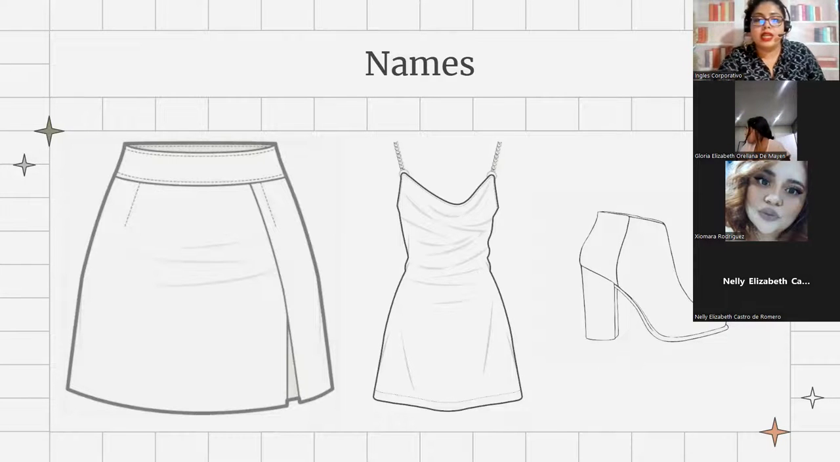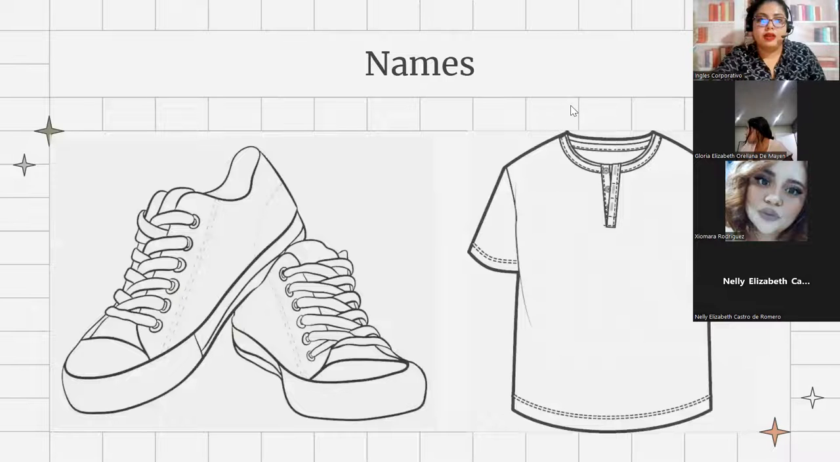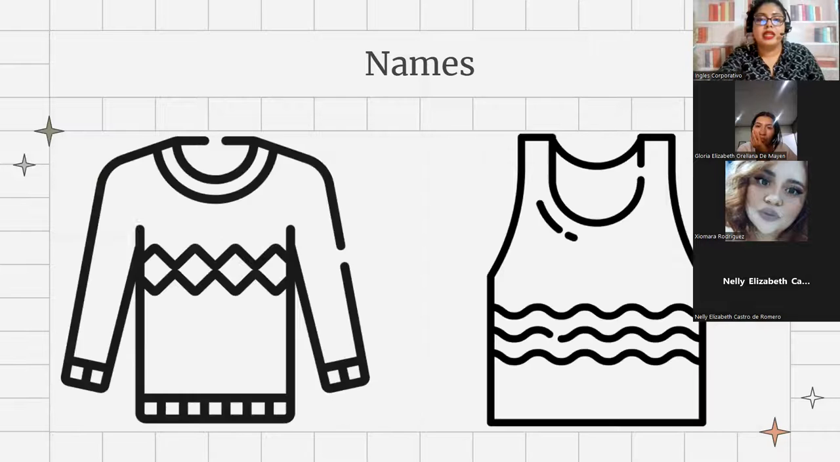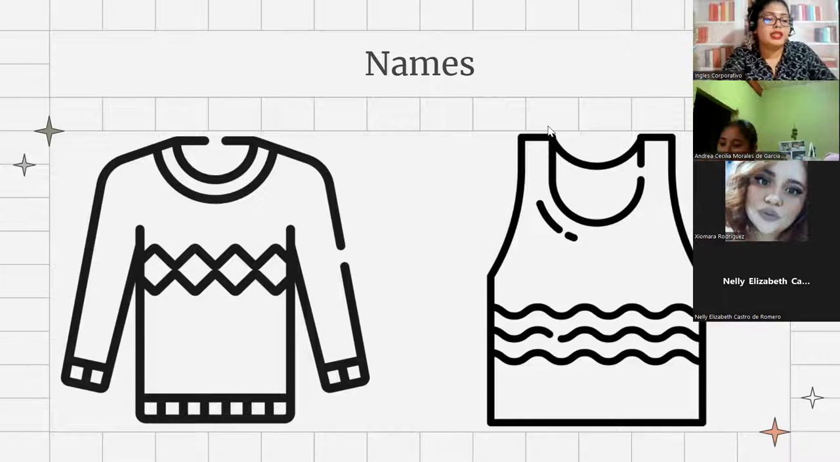Different names. Next one. What is the name of the first one? ¿Cómo se llaman los primeros? Sneakers. Very good. Sneakers. The second one? A shirt or a t-shirt in this case. Puede ser una camiseta o camisa, dependiendo, ¿verdad? De los elementos que tenga. Next one. What is the first one? A sweater. Okay. A sweater. And the second one? ¿Cómo se llama el segundo?